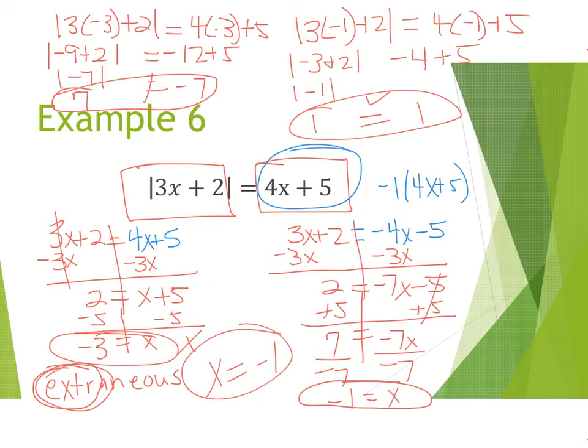And that's why, especially with absolute value, you always go back and check your answer, because sometimes both of the solutions don't work. They don't solve the problem.